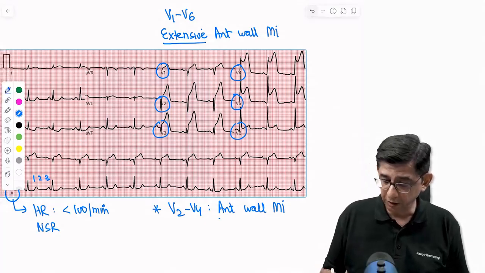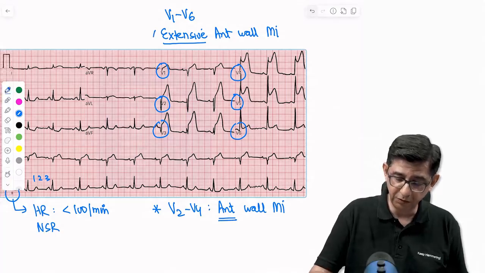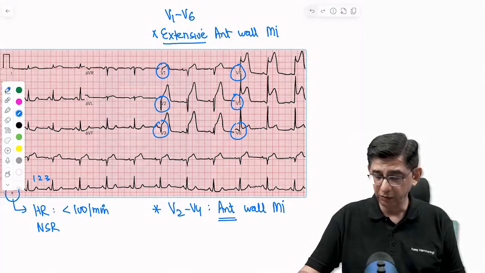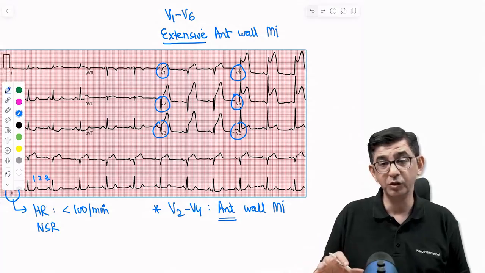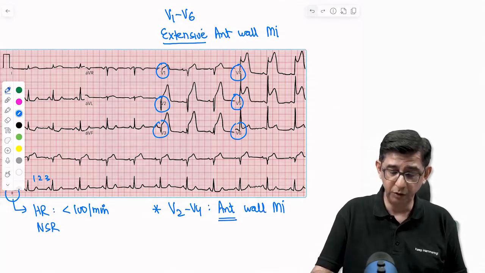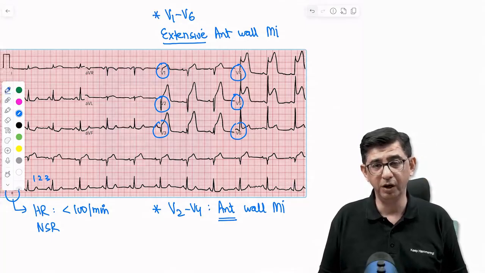When do you say anterior wall MI and when do you say extensive anterior wall MI? The rationale is that if it is going to be anterior wall MI, then you will say that this is V2 to V4 changes. But if there are so many changes from V1 to V6, then you will say you're dealing with an extensive anterior wall myocardial infarction.